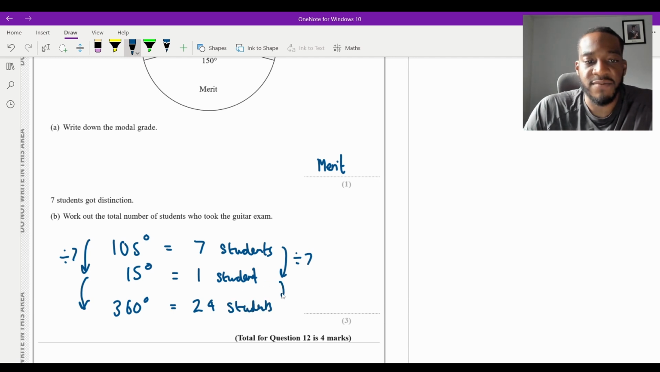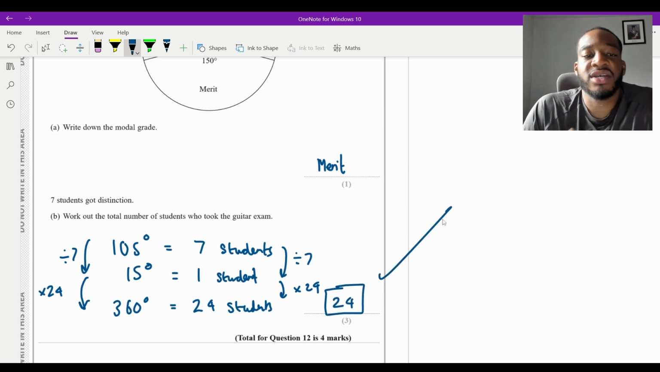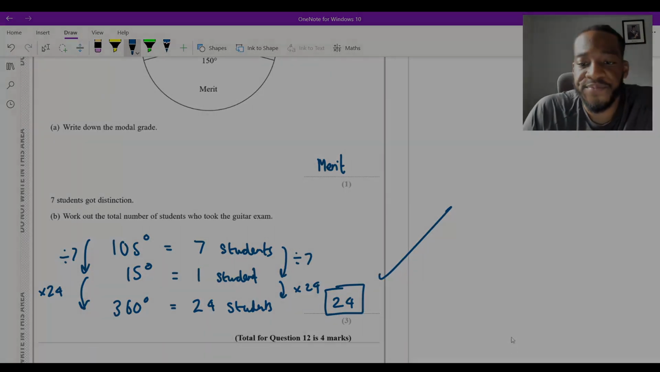Because we're just going to times both sides by 24. Times by 24. And that's it. So the total number of students who took the guitar exam is just 24. I'll put it in a square. And that's it. And that'll give you 4 marks for question 12.